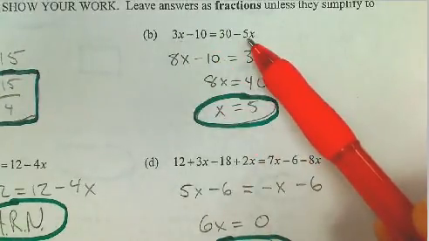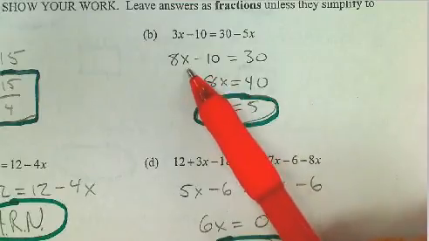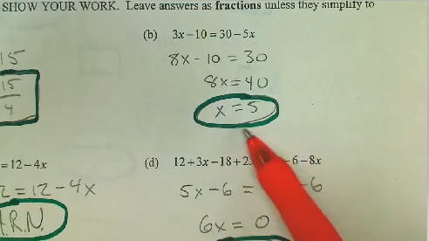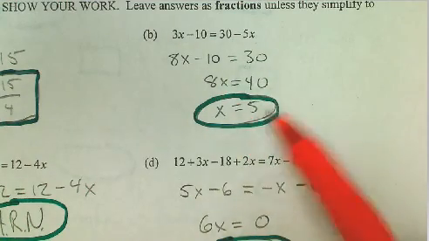I added 5x to both sides because I like to get my x's on one side first. I added 10 to both sides. That's how I got the 40. And divide by 8 on each side, and you get the 5.